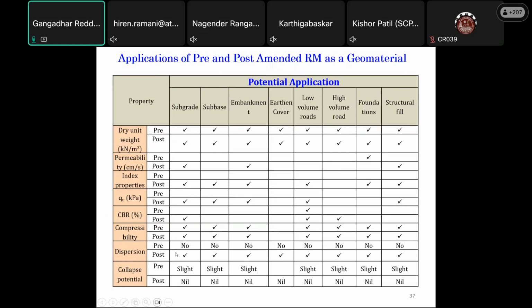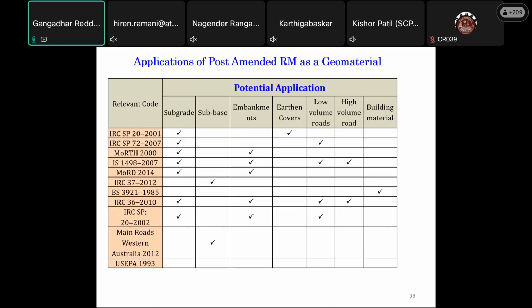So we can use this as a kind of embankment, but it needs to be properly covered so that there won't be any dispersion of particles as well. So that would be a good application. As I said, pre-treatment, post-treatment: after post-treatment, if you are compacting the soil at modified Proctor, there won't be much collapse potential. But again, the extensiveness of the treatment needs to be considered. We need to see how much treatment you are doing.